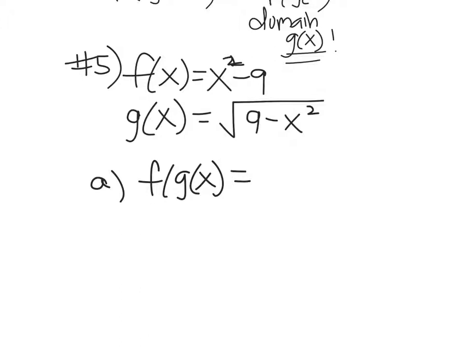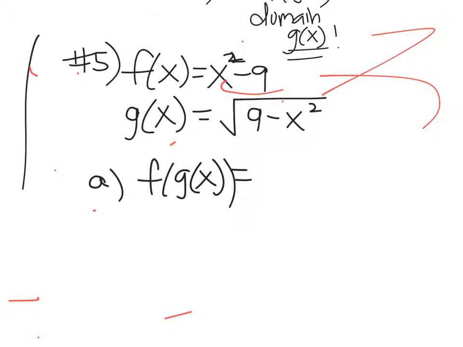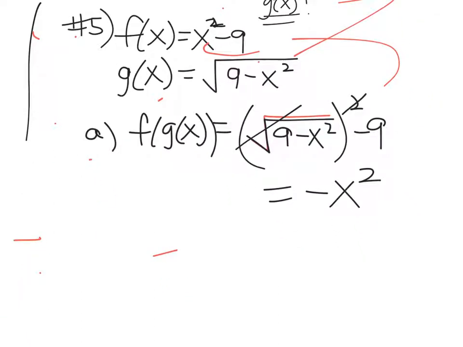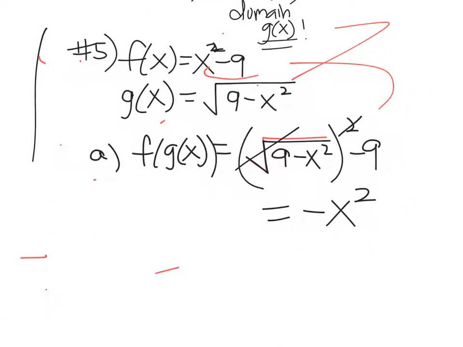Okay? You do that. Okay, anyways, so you're going to take g of x, and you're going to do 9 minus x squared, and you're going to square it and subtract 9. Okay, did you get negative x squared? Good. The square and the square root are gone, 9 minus 9. You end up with negative x squared. Now, negative x squared has a domain of all real numbers. Okay, but this is not all real numbers. You can't plug in anything you want.